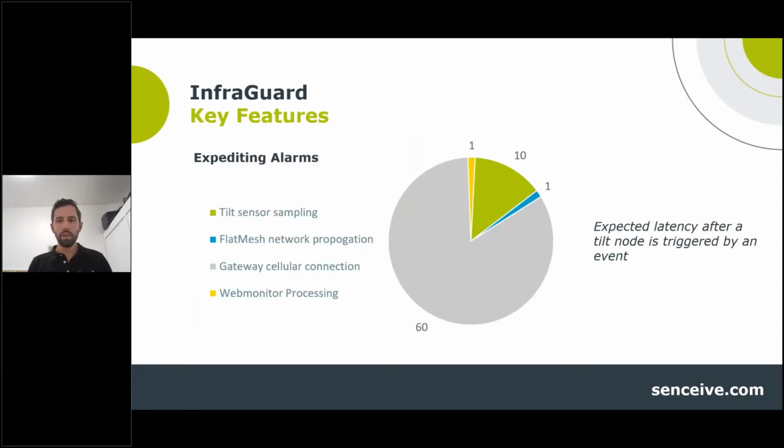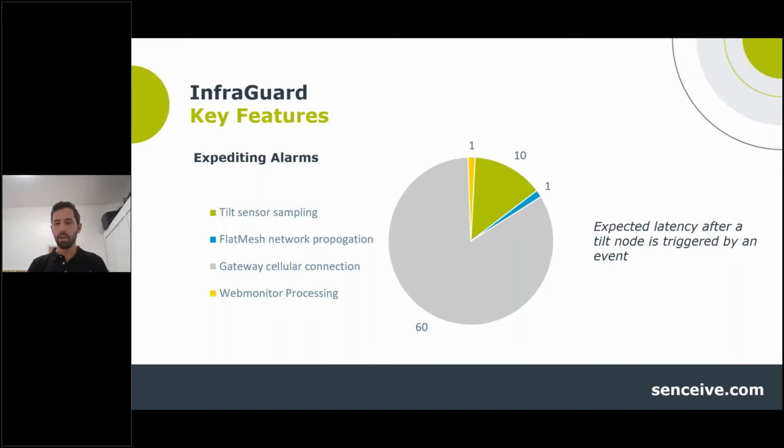So looking at the alarms and the expected latency after a tilt node is triggered by an event. In areas that do have good cellular reception, so think, if you can load YouTube, watch a video, that's going to be good cellular reception. We see from the moment that a tilt node is triggered by an event to when the alert is received is about 60 seconds.